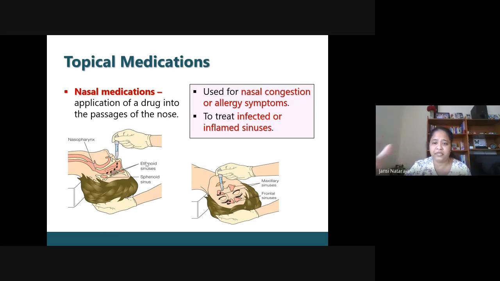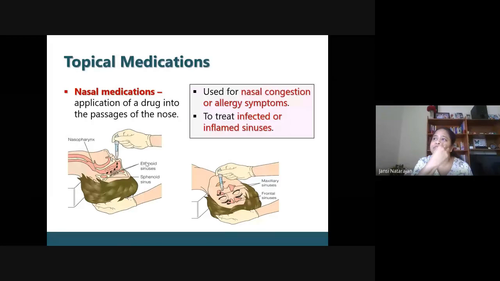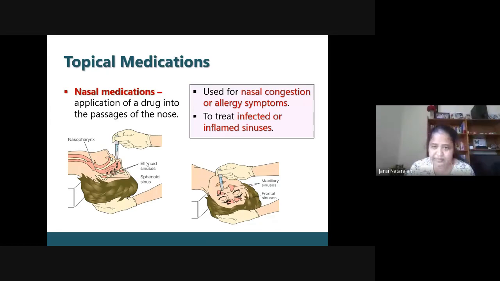When we want to use spray, just sit upright, lift a little bit, you can extend the neck, and then you yourself can apply it. But when it is going to be for the sinuses, okay, you know about the sinuses. Anyway, I'm not asking the question because in the picture itself, I have written the names of the sinuses. We have ethmoid, sphenoid, maxillary, and frontal sinuses.